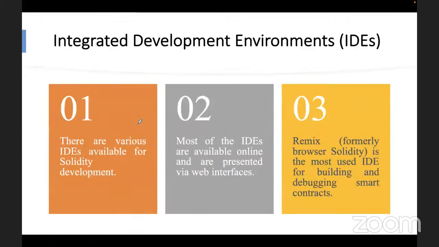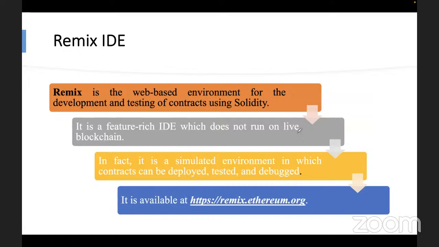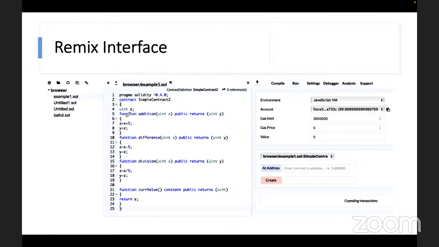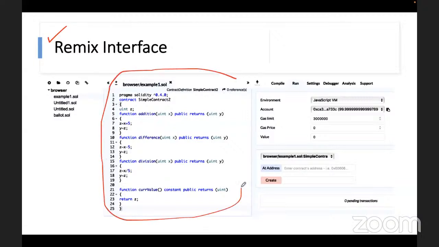Now, I have already told you that Remix is an IDE which you can use for writing smart contracts, and I'm also going to demonstrate Remix in front of you. If you just Google remix.ethereum.org, this kind of platform will come up. This is the interface available for writing the smart contract. You can compile, run, debug, use some kind of analysis, deploy and execute your smart contract.